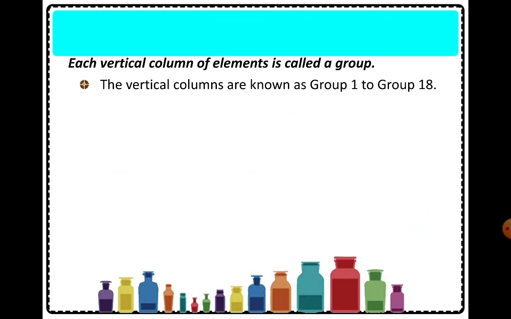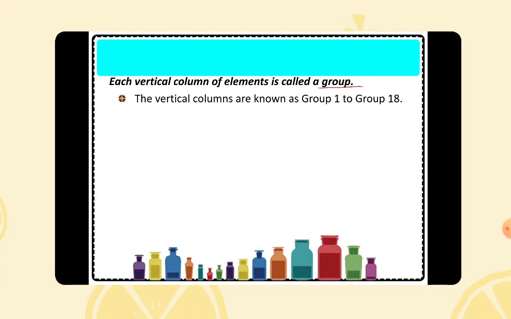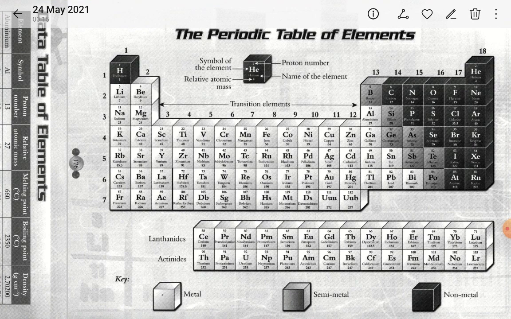Okay, each vertical column of element is called a group. Cikgu dah cakap tadi lah. The vertical columns are known as group 1 to group 18. So kalau you refer, you kena ada periodic table depan you, you boleh tengok group 1 dia ada tunjuk group 1 atas ni.